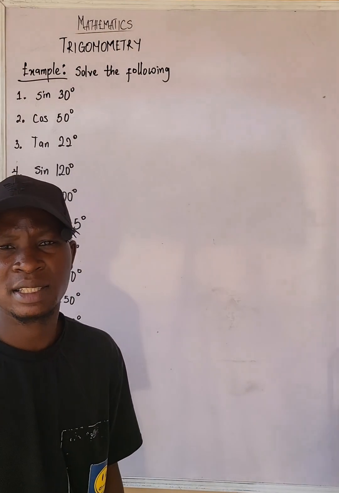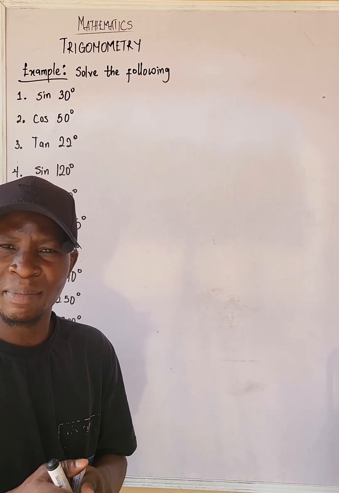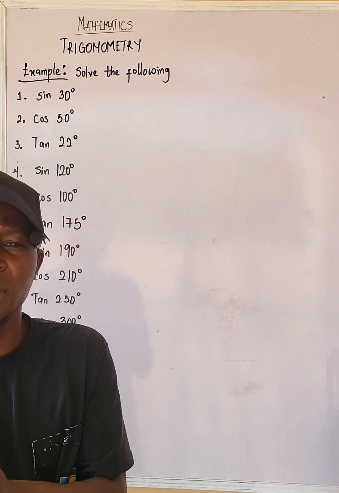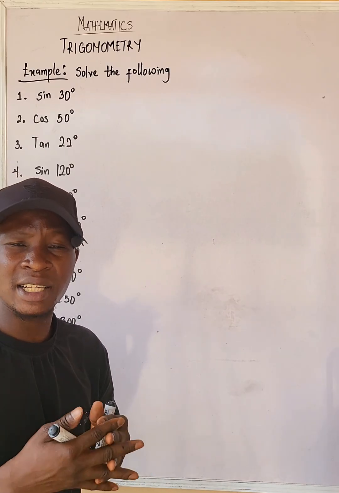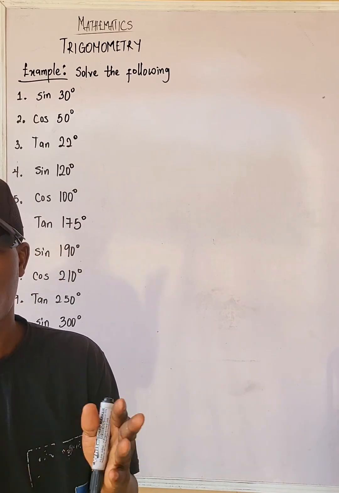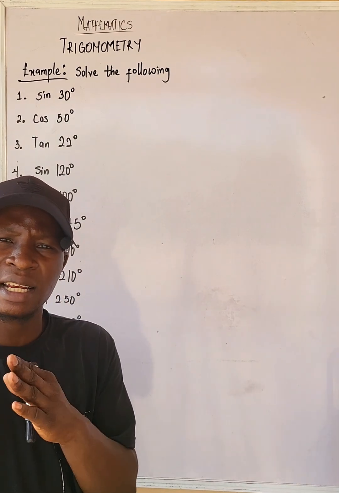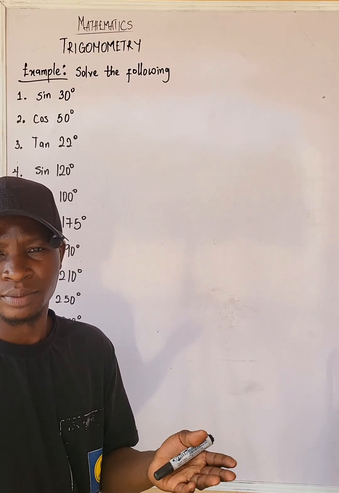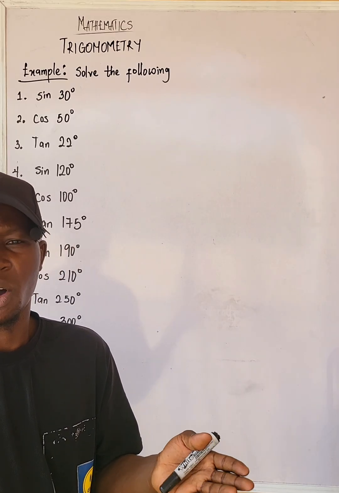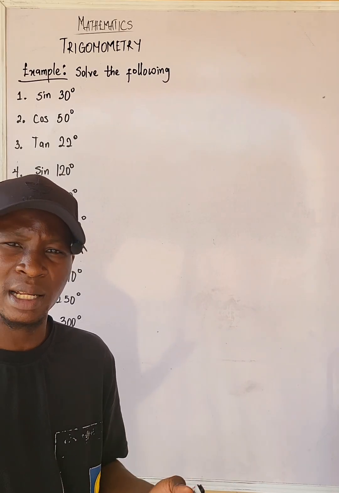How do you solve sine 30 degrees using the quadrant method? Now don't forget, in the quadrant method, what do we say? From 0 degrees to 90 degrees, that's the first quadrant, right? And on the first quadrant, all are positive. Sine, cos, and tan are positive. The second quadrant is anything that falls between 90 degrees and 180 degrees. On the second quadrant, only sine is positive, while cos and tan are negative.